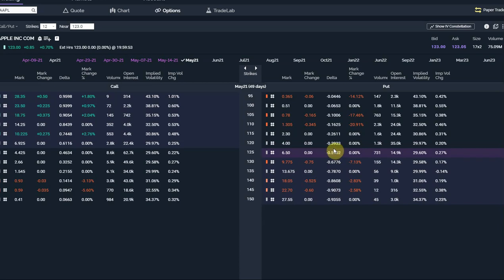So this is 50-50, you say? That's basically what it's saying, 0.5 delta. So let's see how we can verbalize this delta differently.